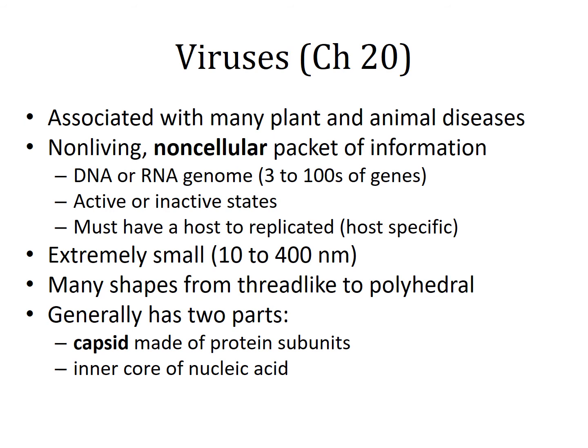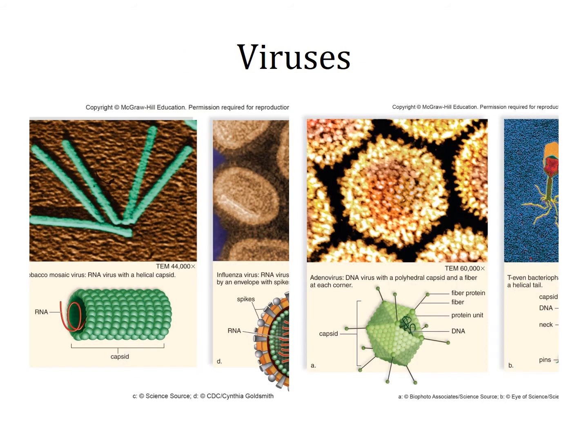Viruses are associated with plant and animal diseases, but they are non-living. It's important that people have a better understanding that viruses are not living, but they are very, very small, 10 to 400 nanometers large, and they have tons of different shapes. Generally, they have two parts. They have a capsid, and then they have an inner core of nucleic acid. Here are some examples of various viral shapes.